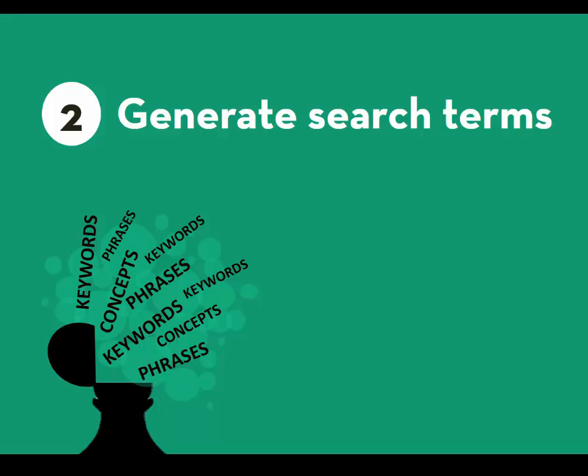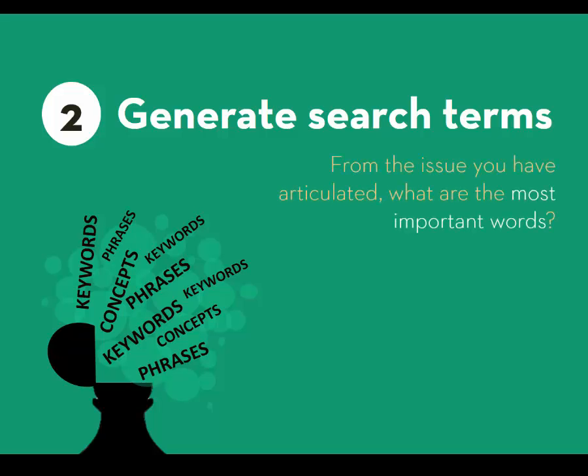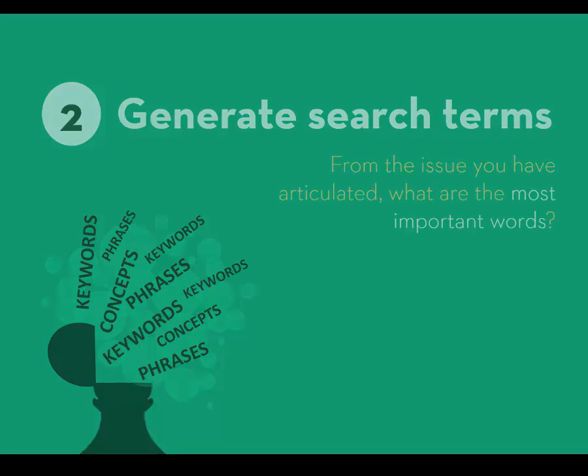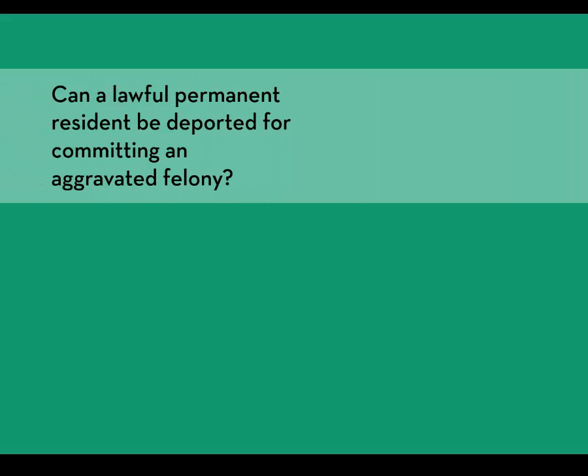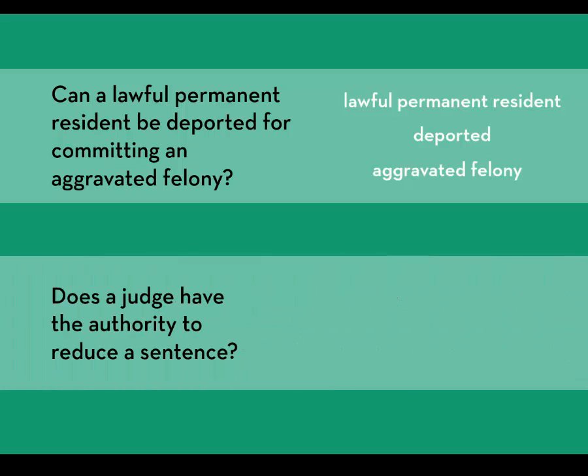Our second step involves generating search terms from the legal issue or fact pattern that you came up with. What are the important words or concepts? For the first question, let's identify the key terms. Possible search terms are lawful permanent resident, deported, aggravated felony. In the second question, possible key terms are judge, authority, reduce, and sentence.